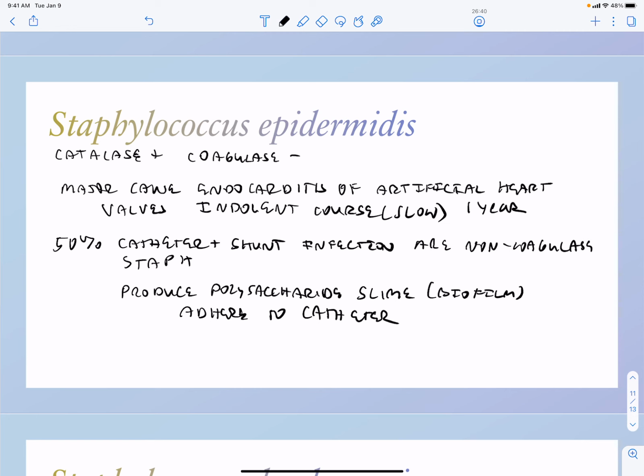Now, the staph epidermidis, or the non-coagulase staph, also can cause prosthetic joint infections. And this is typically going to be important for hips. And so you're going to produce localized pain and mechanical failure of the joint. Fever is often not going to be present, and the treatment is to replace the joint and to add antibiotics.